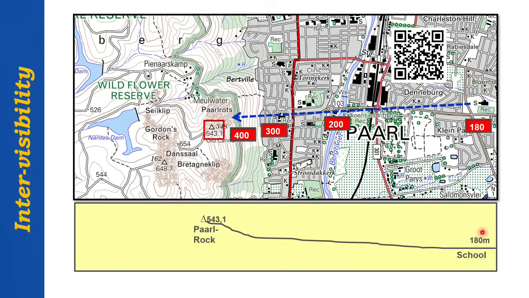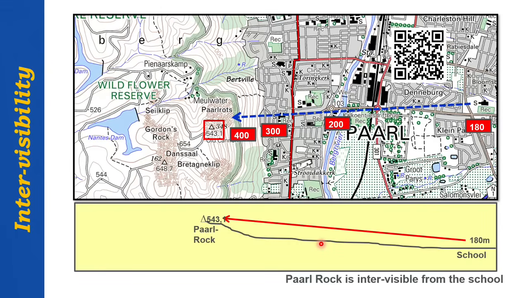So the learners at this particular school, if they glance in more or less a westerly direction, just south of west, they will quite easily see Paul Rock because there are no features blocking the way. So there is intervisibility between the school and Paul Rock. Paul Rock is visible from the school.